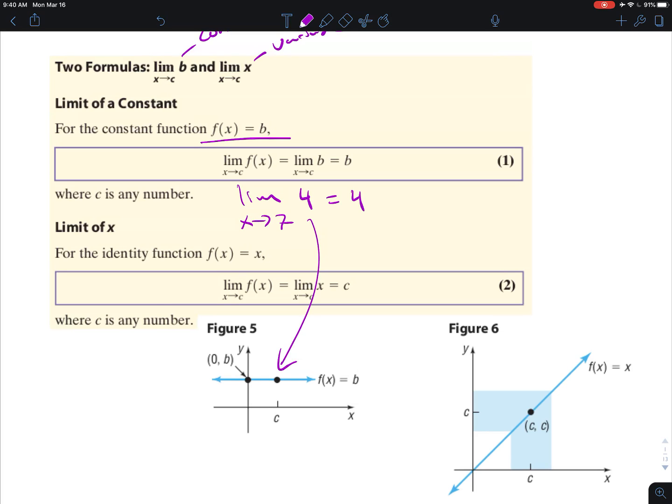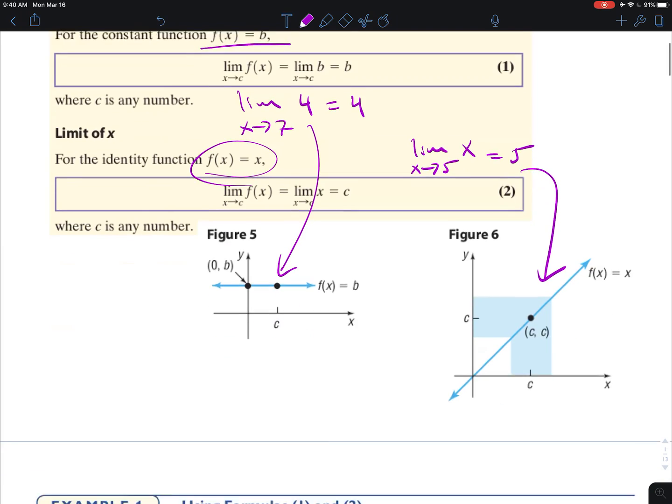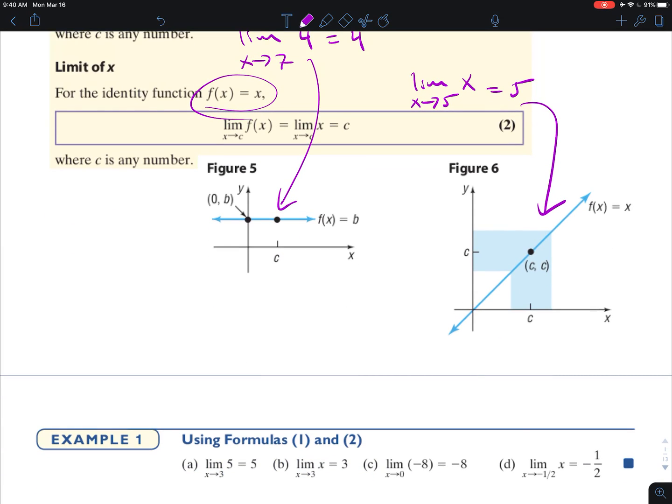The limit of x is actually now going to be equal to a number c. So the limit as x approaches, let's say, 5 of x. So now I'm looking at this guy here. That's going to be equal to 5. And that's demonstrated in figure 6 here, where this one-to-one relationship exists. So as I approach c for x, the y value is going to be approaching c as well. So whatever that c value is, is the limit.